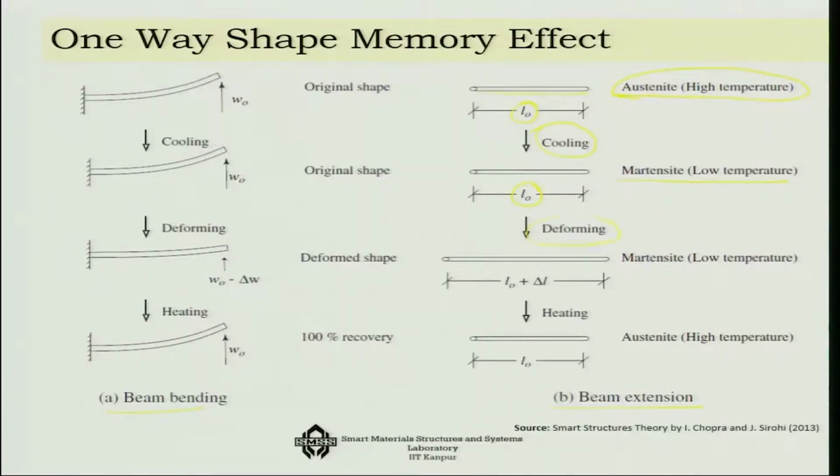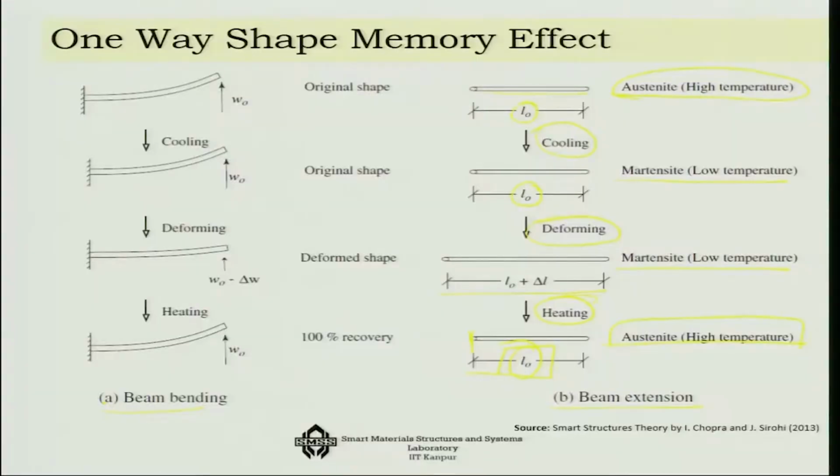Now you deform it. As you deform, the length increases to L0 plus delta L. Here it has gone from the twinned to the detwinned martensite phase at low temperature. Now you heat it up. As you heat it up, you are once again going to get back your L0 at the austenite high temperature phase. Every time you cool it, do whatever you wish, and then once you heat it up and come back to the austenite high temperature, you are going to get back that same length again and again. That is the one-way shape memory effect.